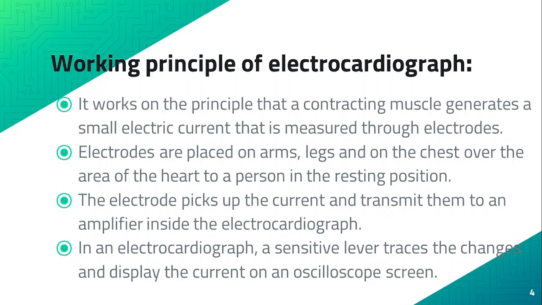Actually, it has 12 leads. These 12 leads are placed on the body of a person: two leads on the left hand, two on the right hand, two on the left leg and right leg, and four on the chest. In this way they are placed.